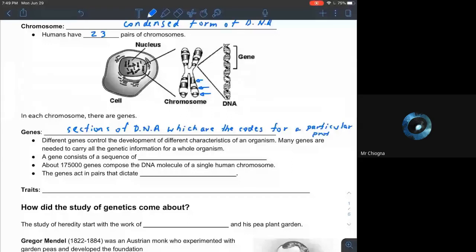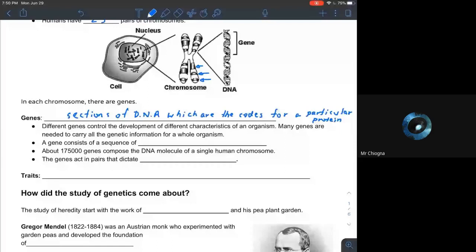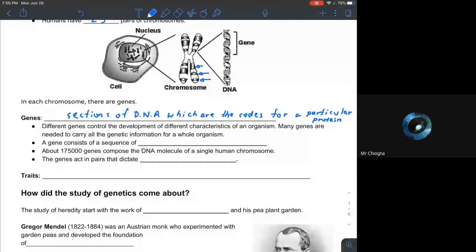The proteins are used to build up all the cell structure. So the cell membranes, the walls, the different organelles, right? The different parts of the cell, all made up of protein.